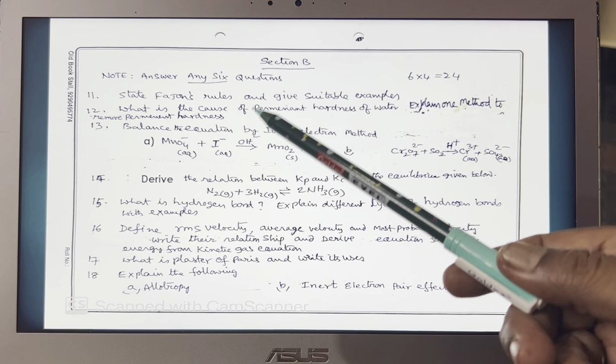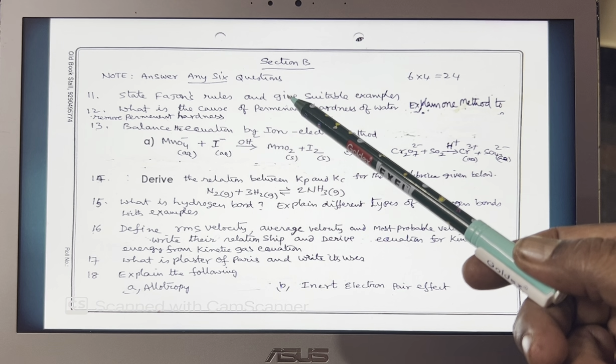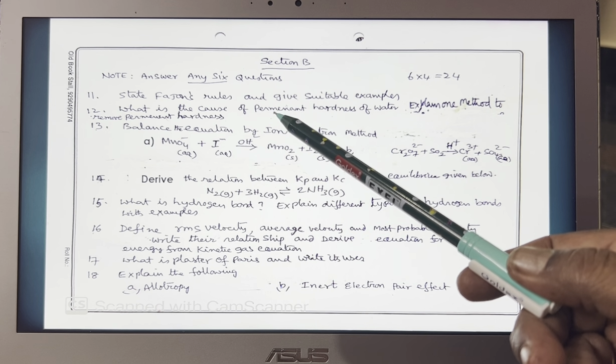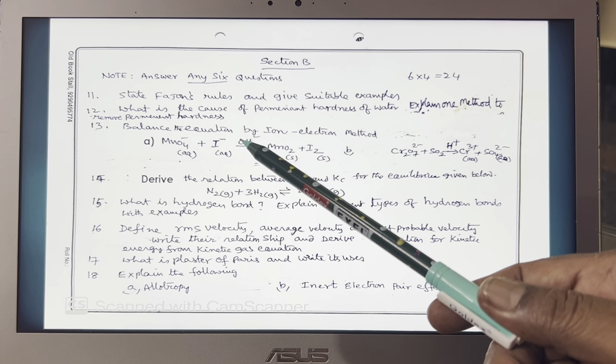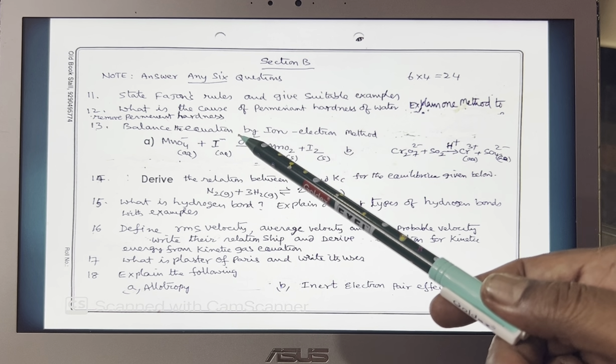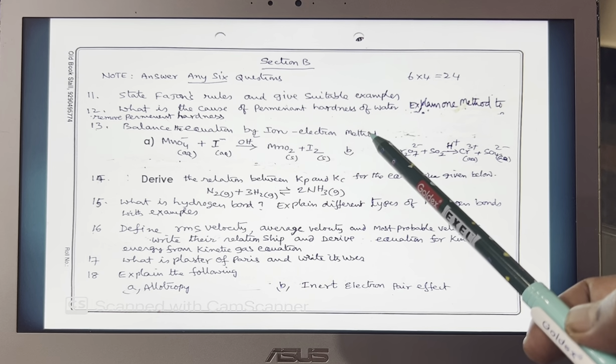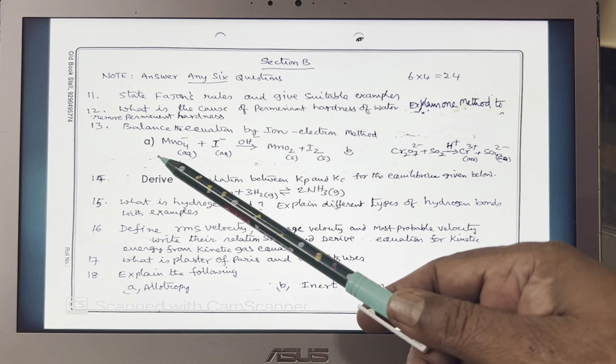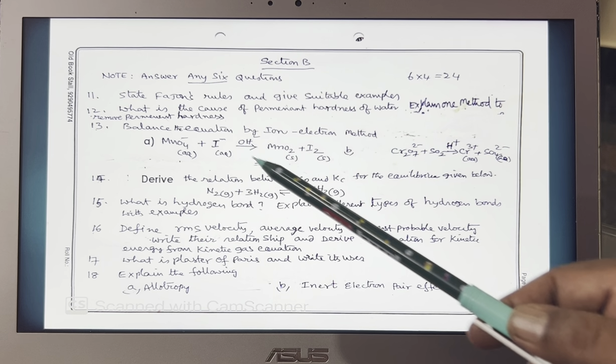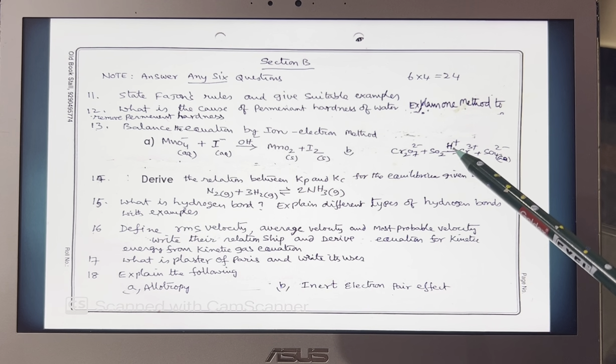This is from chemical bonding. This is from hydrogen and its compounds. This is from stoichiometry. Balance the equation by ion electron method or oxidation number method. So one bit is given in a basic medium, and another reaction is given in the acidic medium.